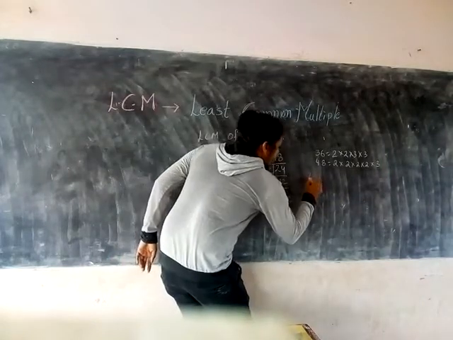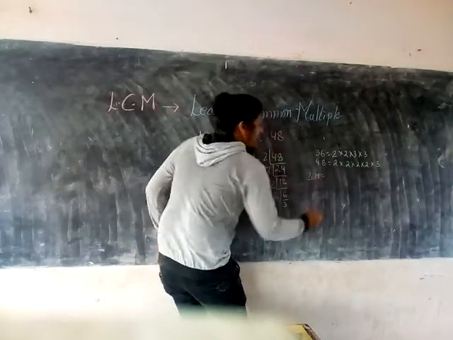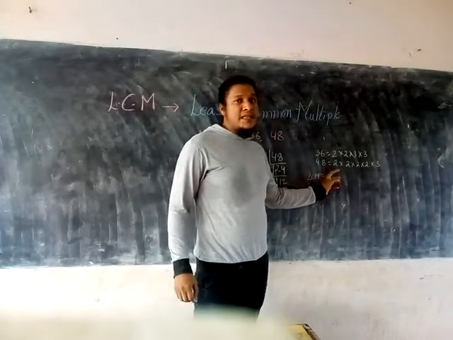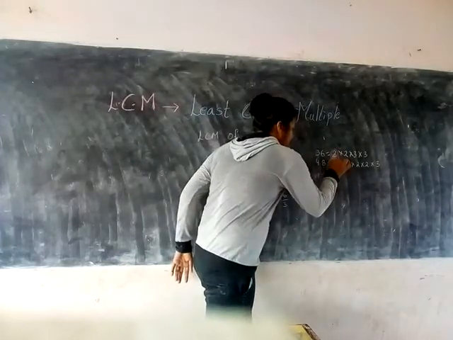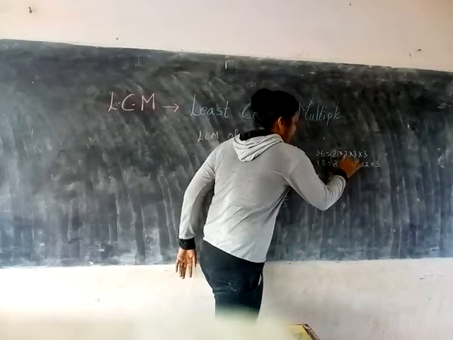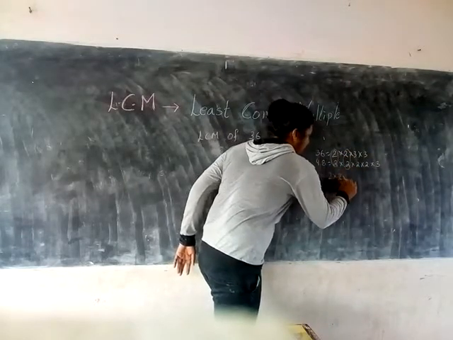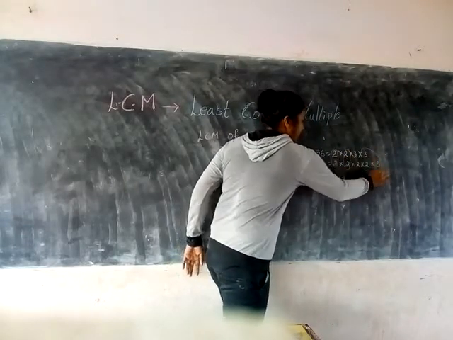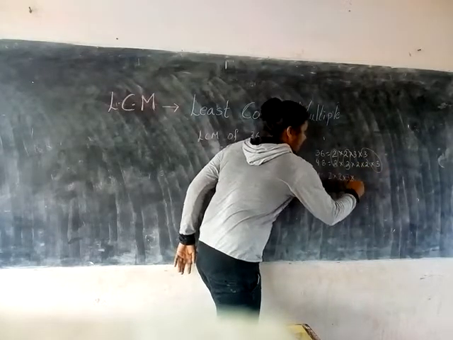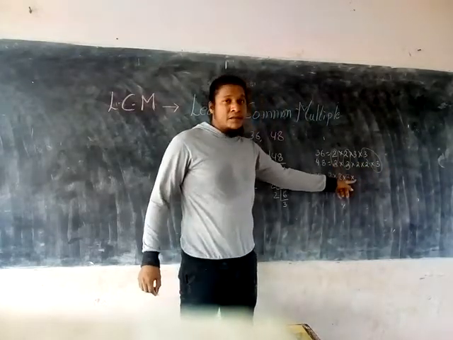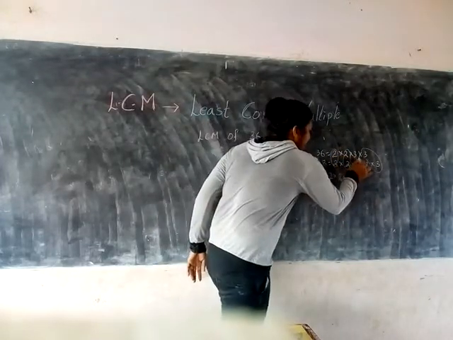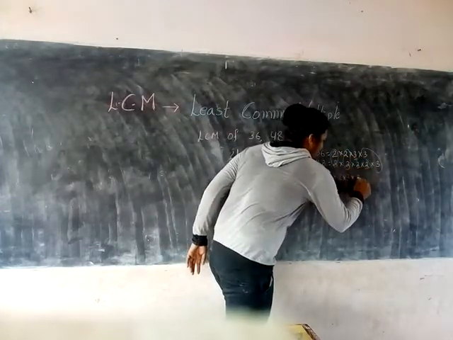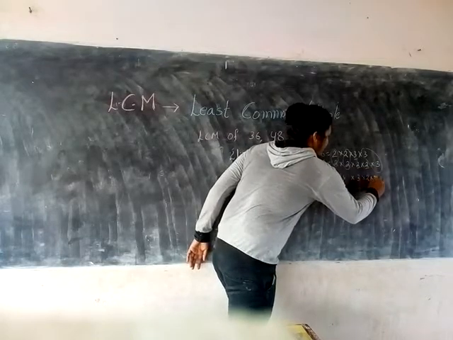Now LCM is equal to, first you have to write which one is common in the given multiplication. 2 is common, write one time. Again 2 is common, write one time only. 3 is common. Now is anything common? No. So you have to write the remaining numbers also. What are the remaining numbers? 3, 2, 2. 3 into 2 into 2.